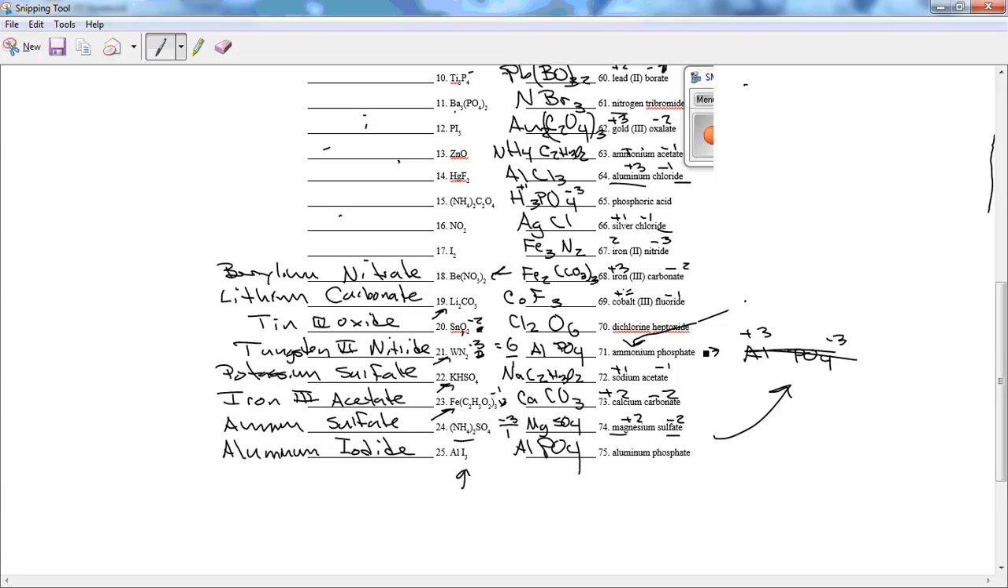AlPO4. And I apologize. Ammonium phosphate would be NH4, it's plus 1. Phosphate is PO4, minus 3. (NH4)3PO4. And we are done. Sorry about the screw ups.